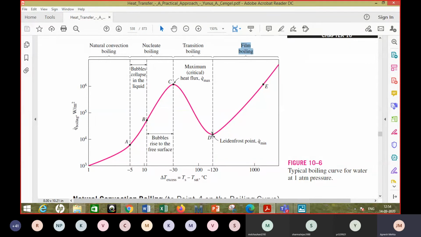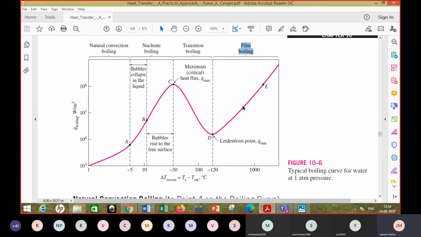So by the point you reach here, almost the whole heater surface is continuously covered by a vapor film. The generation of vapor, that rate is so high that before it detaches and goes up, there is already some vapor which is able to take its place. So the heater surface is completely covered by a steady vapor film, and because of that vapor film, here you get the minimum heat flux.